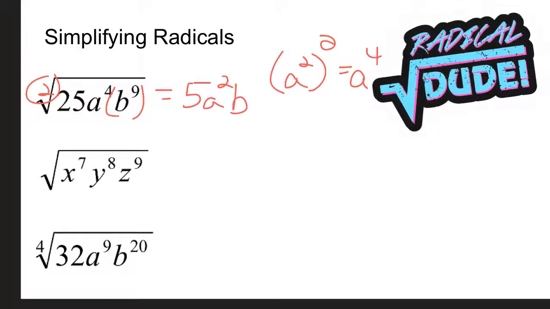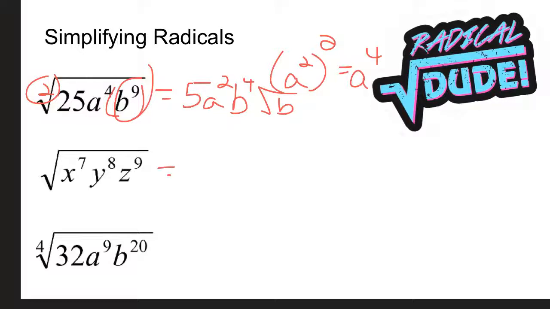So that means how many pairs are there? How many groups of 2 are there? Well, there's 4, but then there's an oddball left behind. Let me repeat that. We had 9 b's under the radical. So how many groups of 2 would there be? 4. So the 4 makes it out, and then we're left with that 9th b factor still left under the radical. So the final answer would be 5a squared b to the 4th times the square root of b.